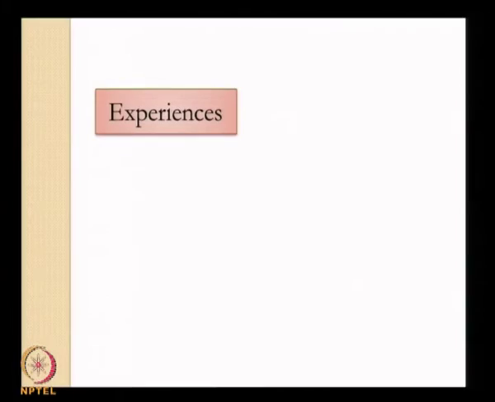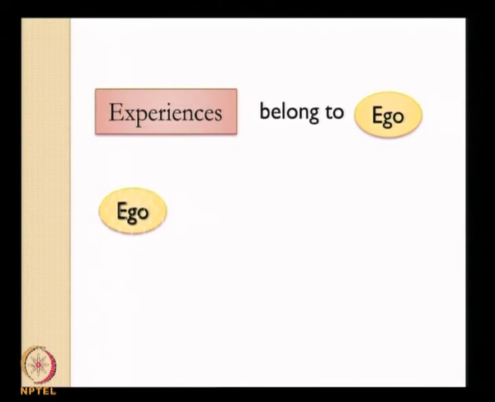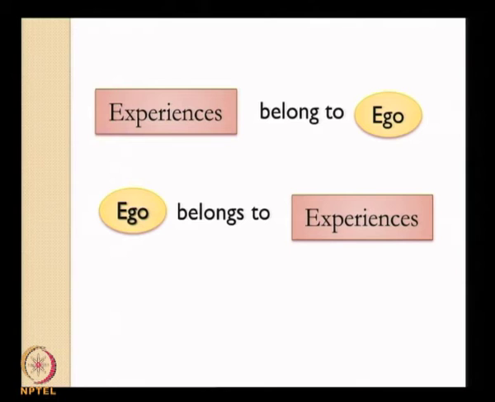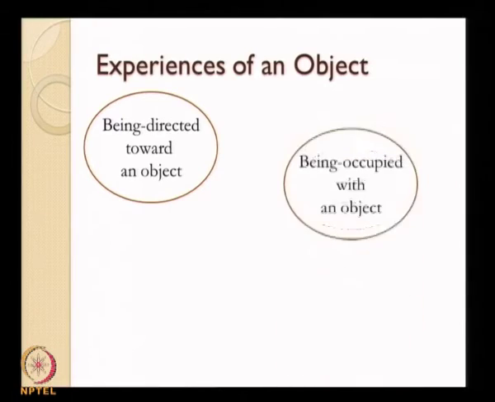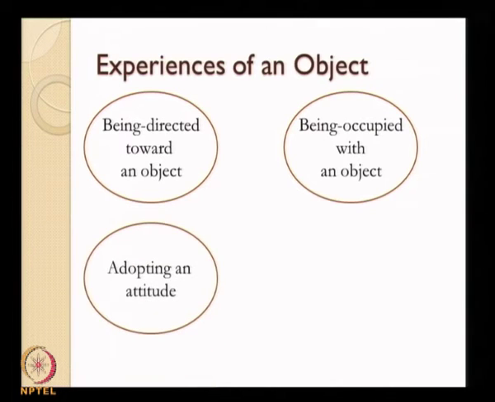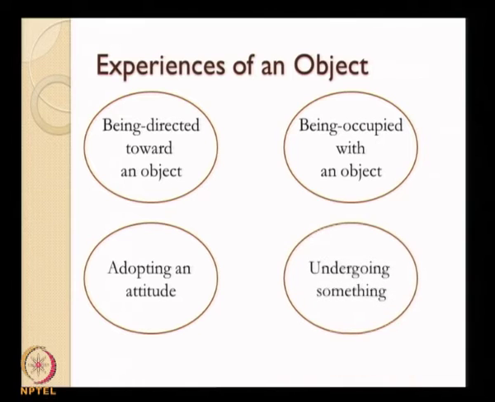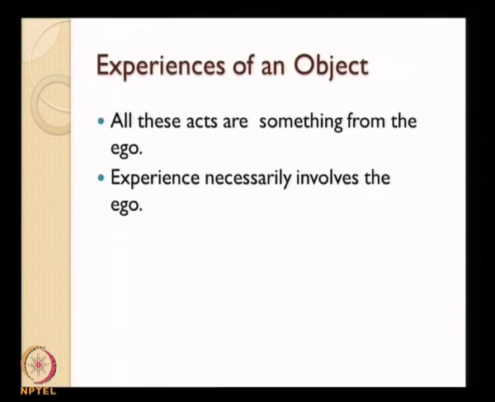So, experiences belong to the ego and the ego belongs to experiences. There is a kind of mutual relation. All of them belong to one single stream of experience, that is transcendental subjectivity. We can have different types of experiences directed towards an object, for instance being occupied with an object, adopting an attitude towards something, undergoing something. All these are connected with our experiencing an object, and all these acts are from the ego. They all presuppose the ego, they are all something that happens to the ego.